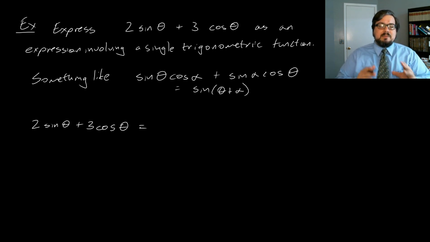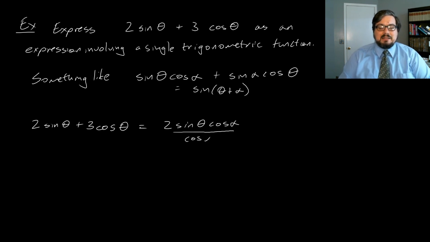I want to keep an equivalent expression, but one that is closer to what I want. So what I would really love, for instance, is in my first term that I would have a cosine of alpha. Now, of course, I can't just throw in a cosine alpha here. I have to balance that out by dividing by cosine alpha. Basically, what I've done in this step is I've multiplied and divided my first term by cosine of alpha.